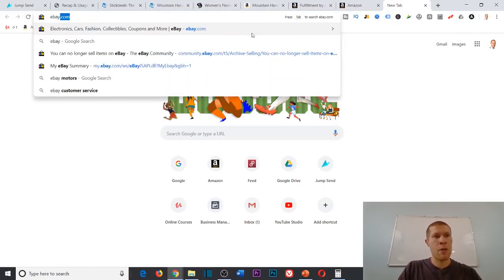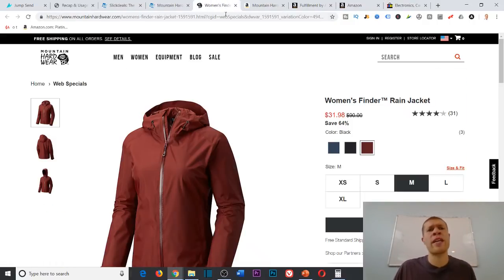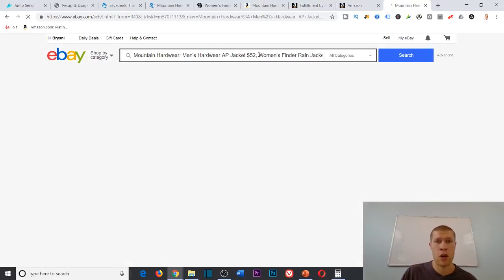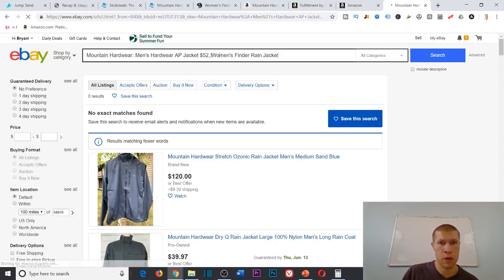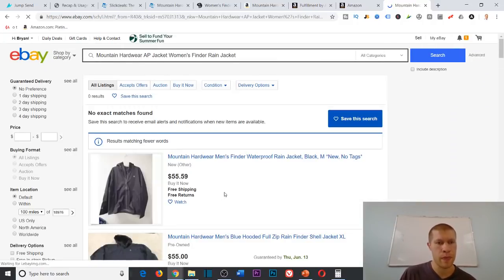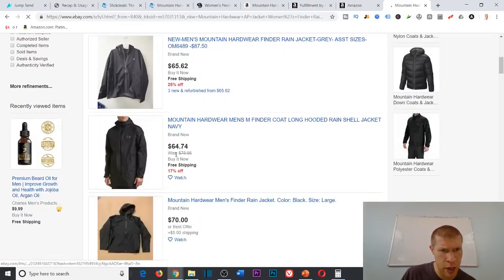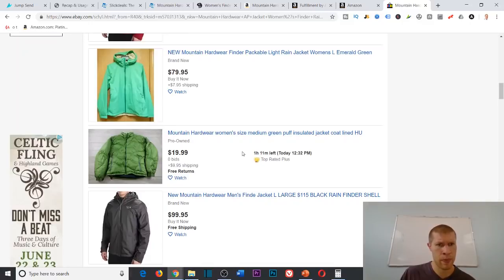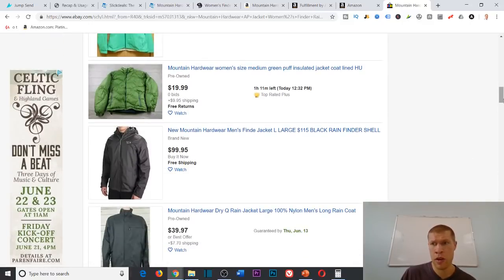So we're going to go to eBay and see if we could potentially sell this back on eBay as well, and what the market would be for that. So let's search for this on eBay. Now, we don't want the $52 in there. We probably want Mountain Hardwear, men's. Let's just go Mountain Hardwear, AP jacket, women's Finder rain jacket. And it looks like there's a bunch of listings here in the black. There's the red one that we were looking at. Here's another brand new black one.